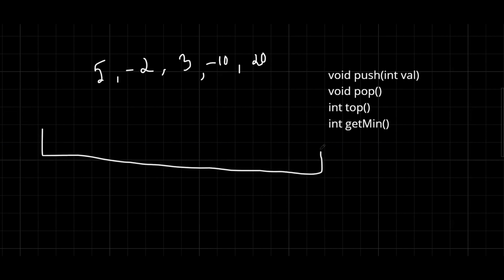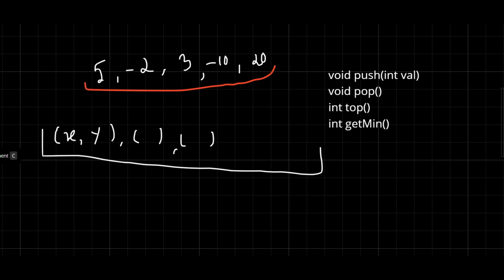Now, to implement this stack, we are using one vector. This is the vector we are taking. Now, what kind of element will this vector take? This vector will hold pair elements. So here, suppose the first element of the first pair is X and the second element of the first pair is Y. So there will be several pair elements stored in the vector. Now, the question is, what kind of element will the pair be holding?